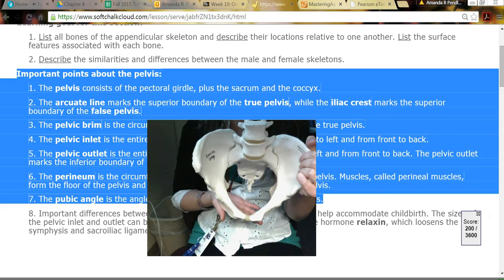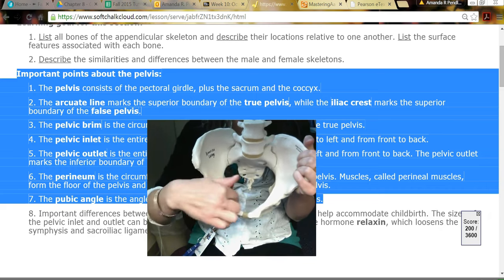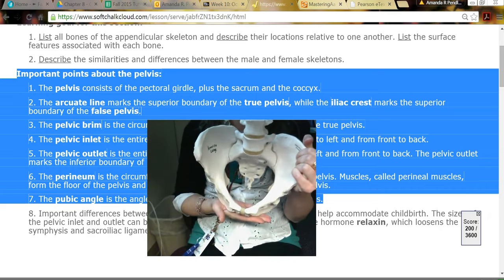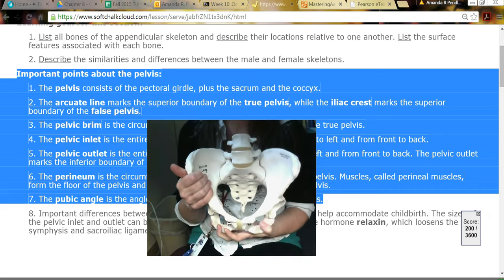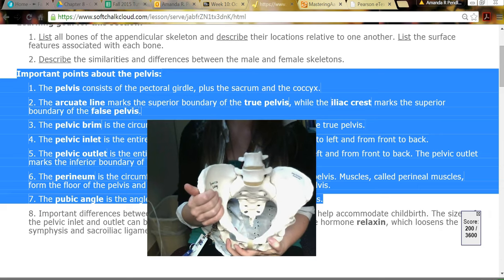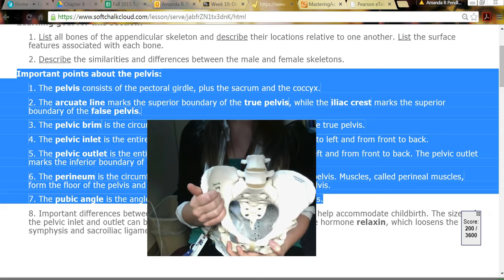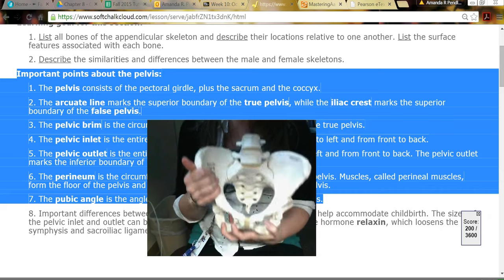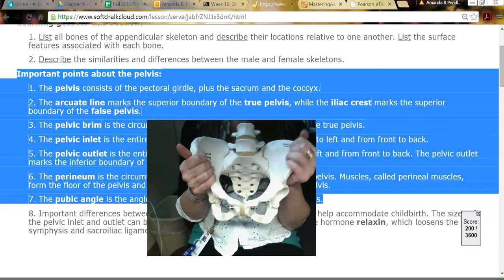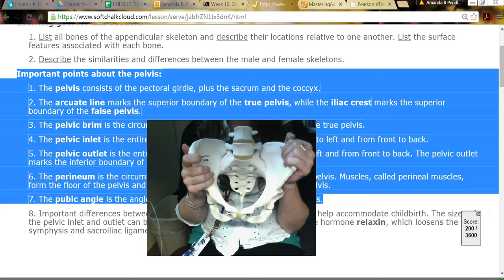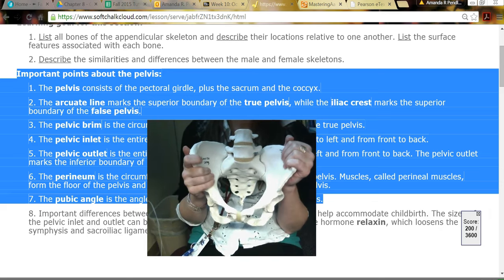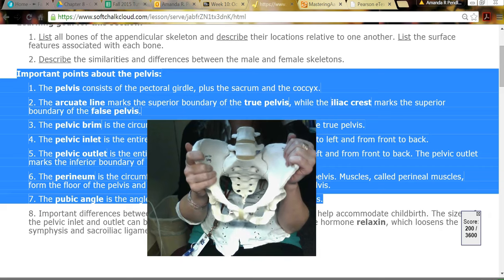And actually measuring how big the pelvic inlet and outlet are is really important whenever physicians or midwives are looking at childbirth, because you've got to be able to have the baby's head fit through the inlet and the outlet, and if it's just not possible, then they may recommend a C-section.